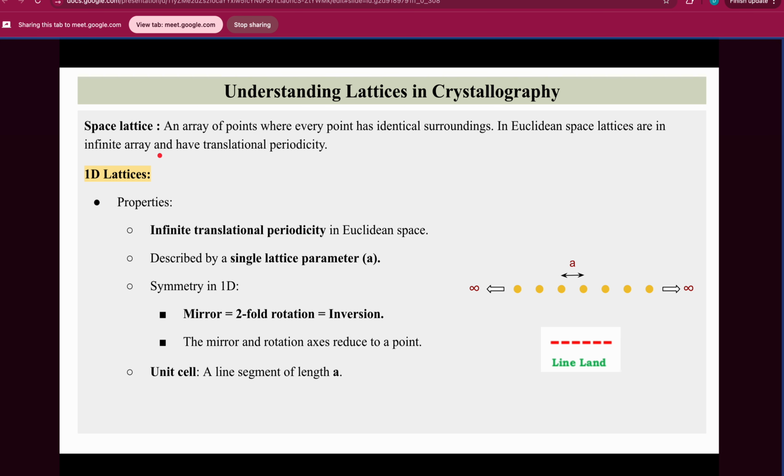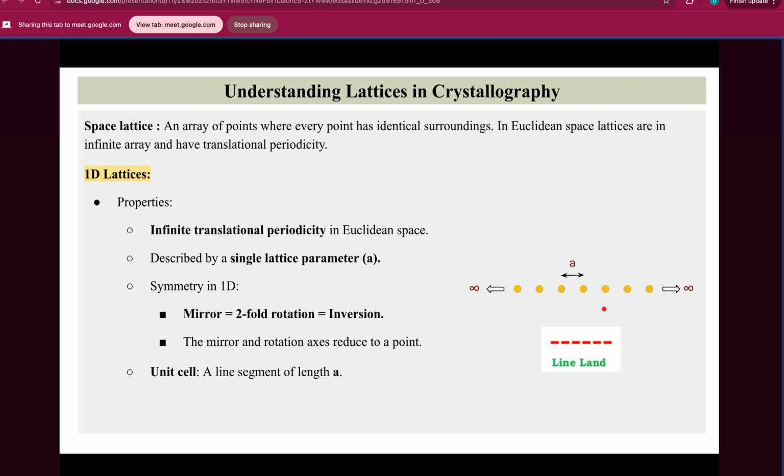Okay, so now we'll talk about different space lattices. When we say space lattice, it means an array of points where every point has identical surroundings. In Euclidean space, lattices are infinite arrays and have translational periodicity. As mentioned, every point has identical surroundings. So if you reach this point, it will have a point towards its left and towards its right also. Similarly, after reaching every terminal point, you need some other point to succeed it. In that way, there will be infinite lattice points present in the space lattice, continuing on.